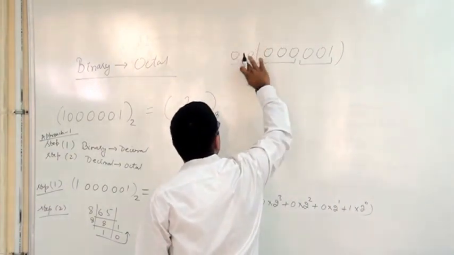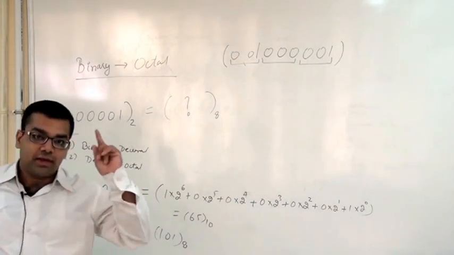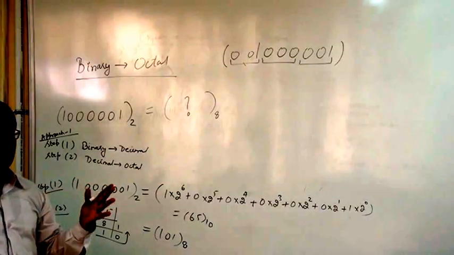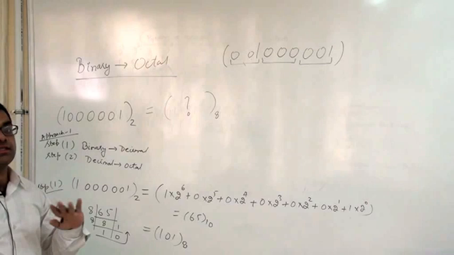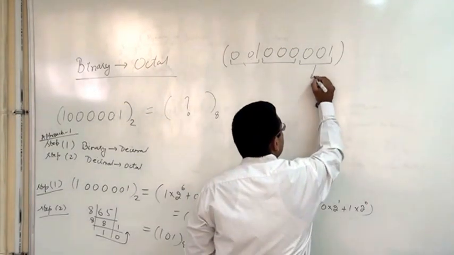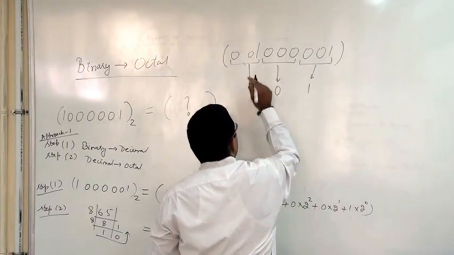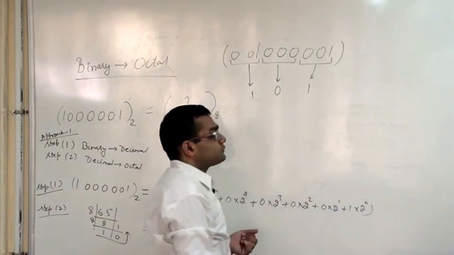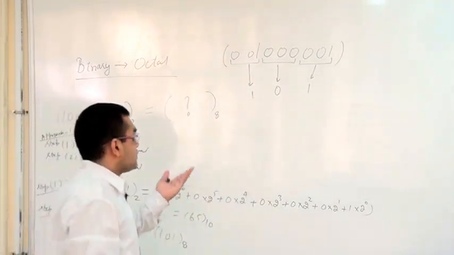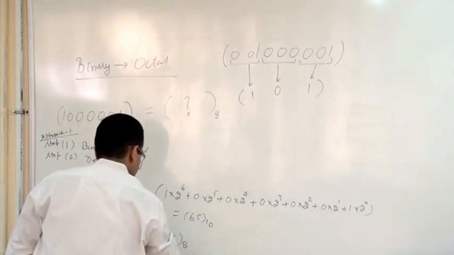Now we write down these 3 digits by their equivalent decimal number. So what do you get over here? That will be 1, this will be 0, this will be 1. Clear? So this is same as this over here, we can see.